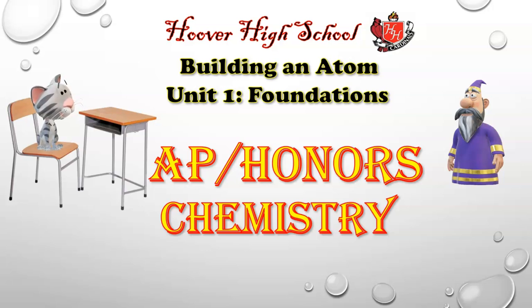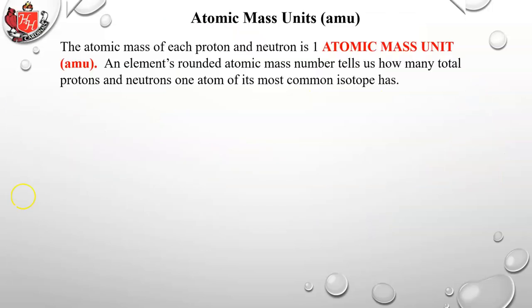Okay, chemistry, this is a lesson called Building the Atom, and it's going to teach you how to read the periodic table. The atomic mass of each proton and neutron is one atomic mass unit. In other words, that's simply the definition of an atomic mass unit. It's the mass of a proton or a neutron. We say that they have the same mass.